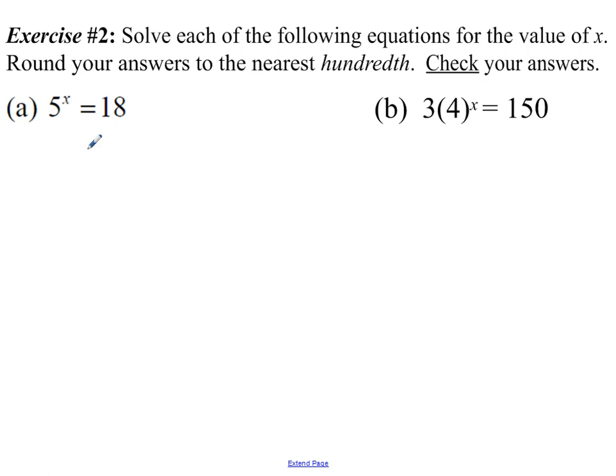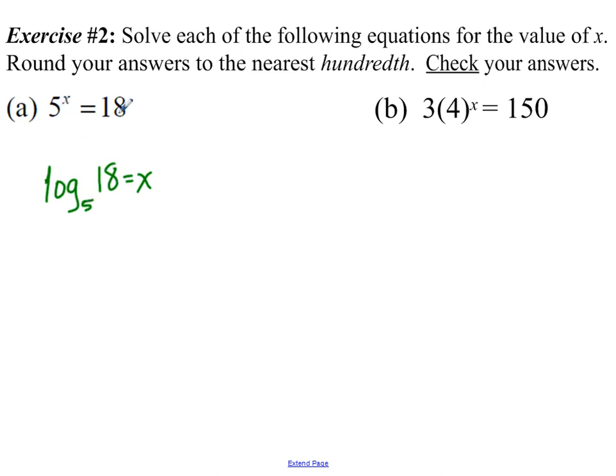We're going to put this into a log form. I do not know what exponent I can raise 5 to get an 18, but I think it's somewhat close to 2 because 5 squared is 25. All right, but let's see. Bigger than 1. I'm going to write log base 5 of 18 equals x. I just turned it into log form.